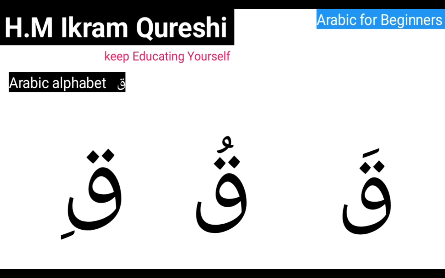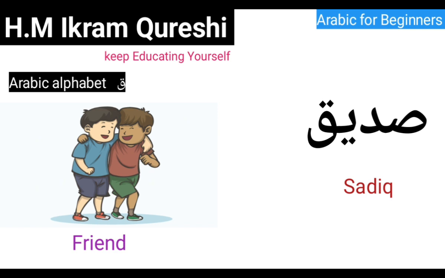Now we will read the Arabic words that start with the Arabic alphabet قاف. Okay, are you ready? Let's start. The first one. صديق, friend. Let's repeat. صديق, friend.